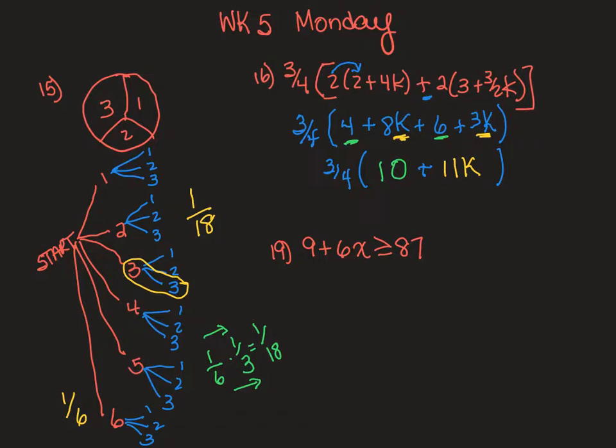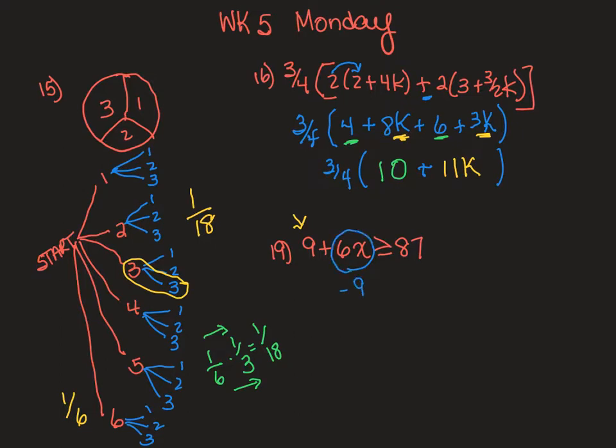The last problem is 19. It's an inequality, and it is Chico. He's buying shoes, and he already has that $9. He's good. He's got that $9. But he knows the shoes are $87. Okay, and he now wants to figure out, if he saves up for 6 weeks, what would he need to save up each week? So first thing I'm going to do is to figure out what that 6x is.